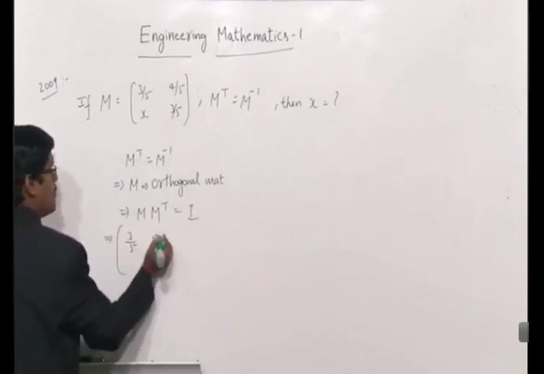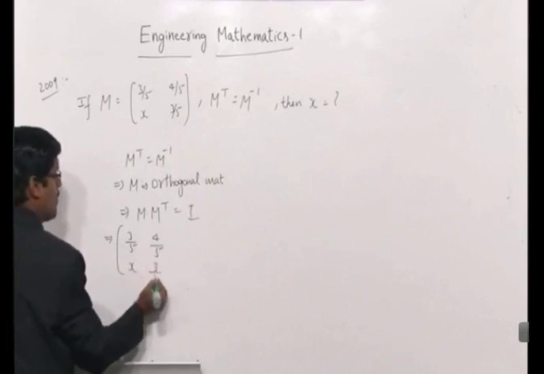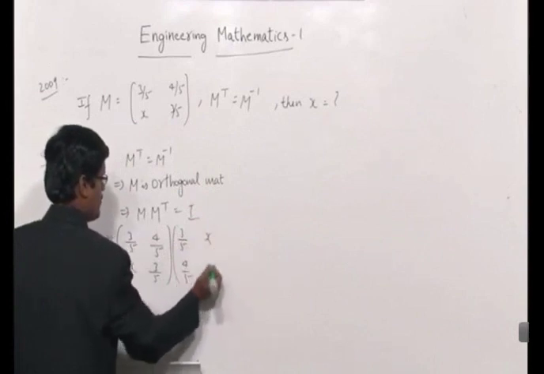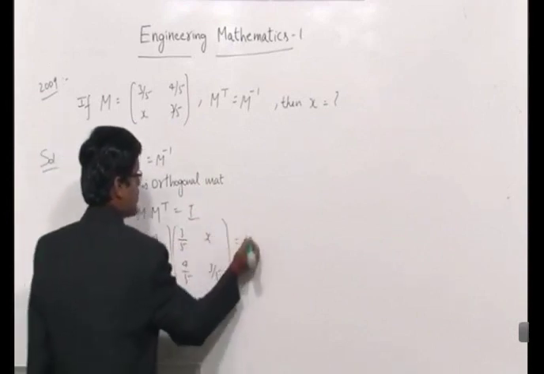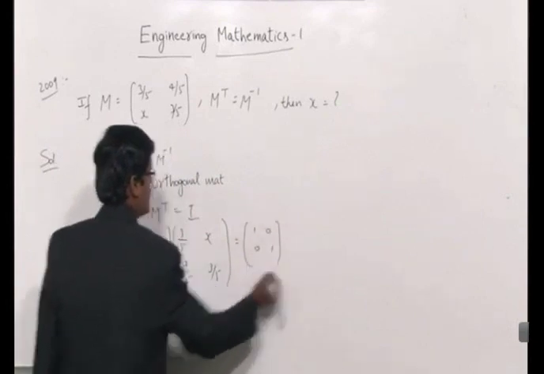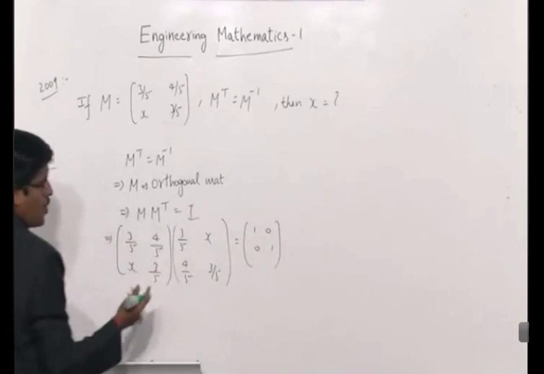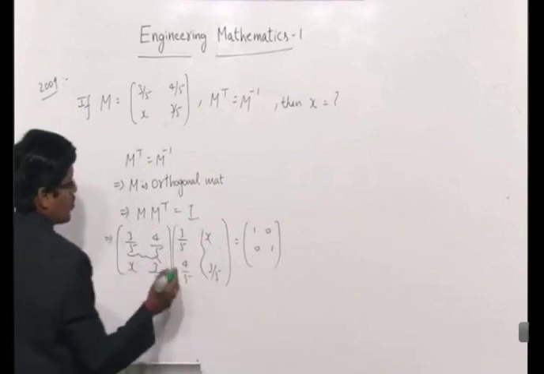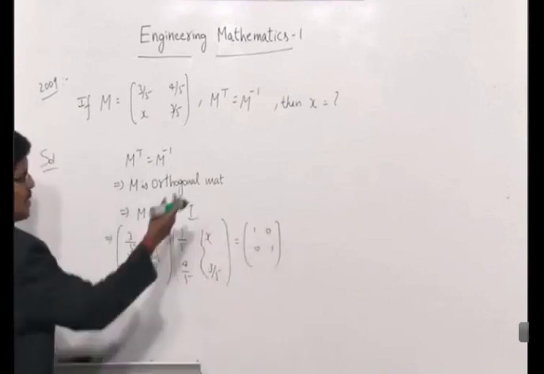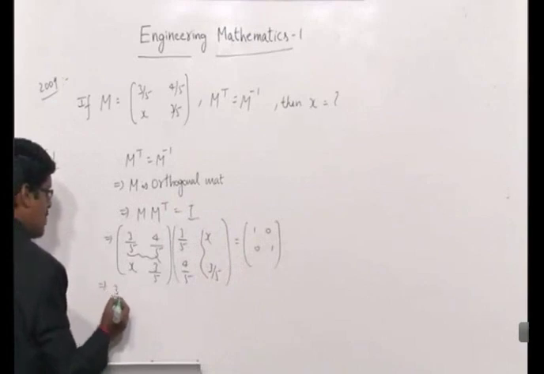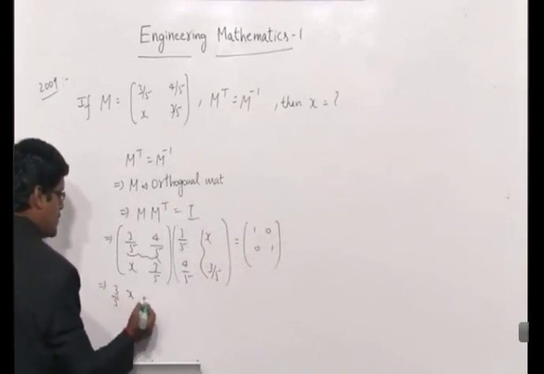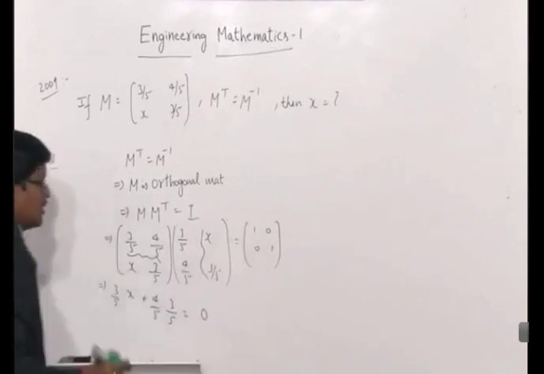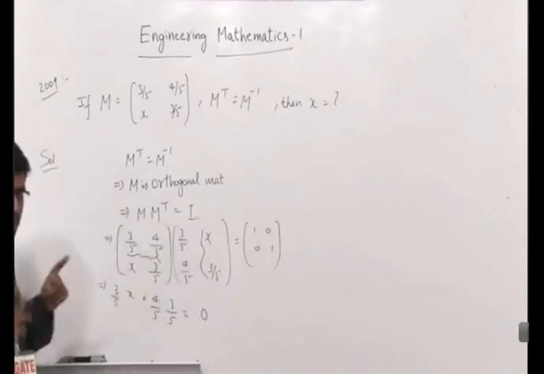Which implies M, [3/5, 4/5; x, 3/5], into its transpose, [3/5, x; 4/5, 3/5], is equal to the identity, [1 0; 0 1]. Now here, first row into first column, no use of multiplication, because we are going to find the x value. Just first row multiplied with second column and then equated to the corresponding element on the right side, which implies 3/5 into x plus 4/5 into 3/5. What is the corresponding element there? 0.